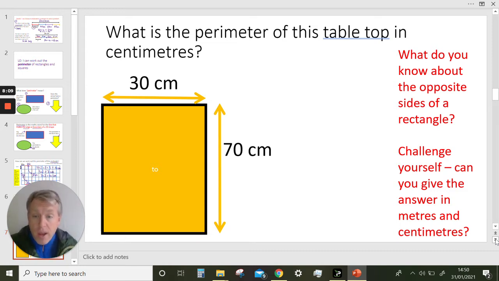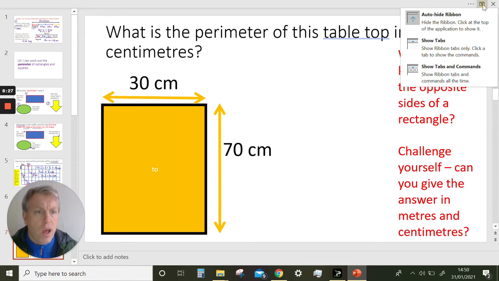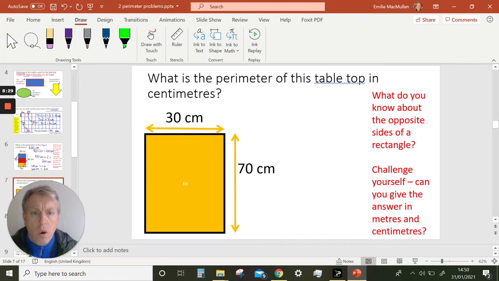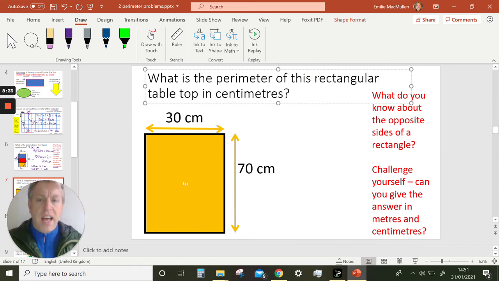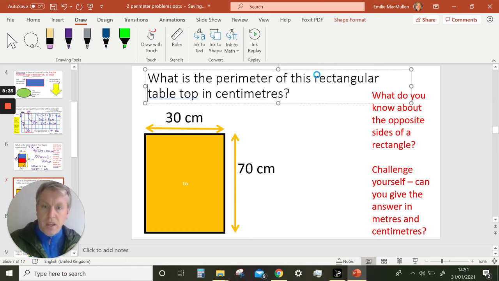Okay, here we have a table that we're looking down on top of. It's a tabletop, wooden tabletop. Well, it's rectangular. I should have probably written that in. What's the perimeter of this? In fact, let me do that now while we're watching. What's the perimeter of this rectangular tabletop in centimetres?